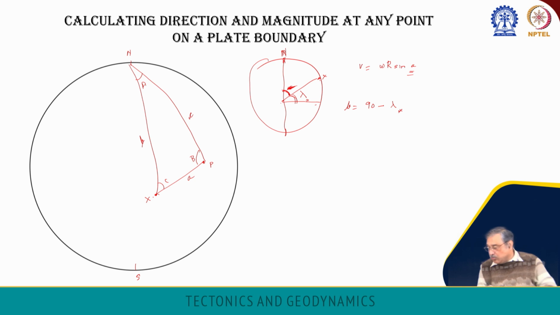By an absolutely similar logic, small c, which is the angular distance of P with respect to the north pole, would be equal to 90 minus lambda P. We know this, because we have been given the values of lambda P and lambda X. Now another value that we need is the value of capital A. That is also something that we know.